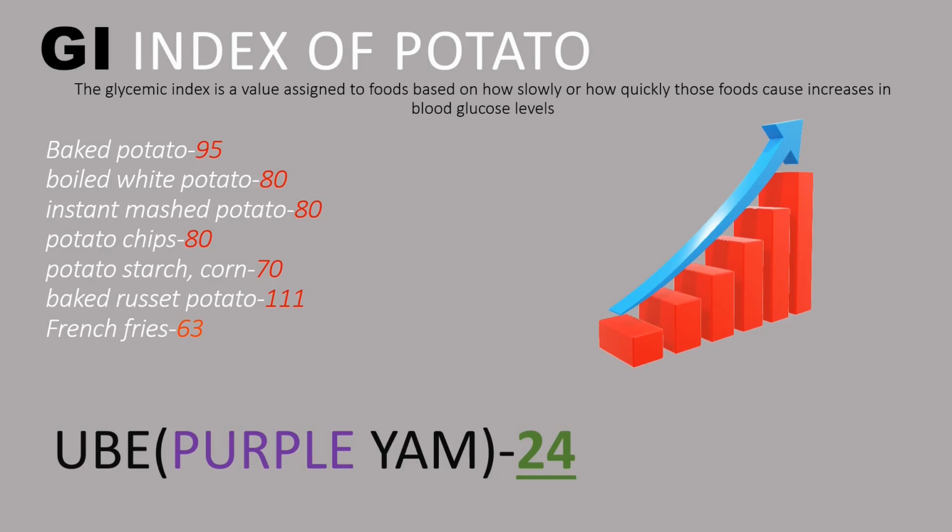Ube yam or purple yam is 24, not 30, not 35, not 45, not 50, 24. And you know, it's always good for diabetics to make their own food, because most of the things out there are processed. So when you know that the purple yam has 24, and you can make with the purple yam whatever you can make with potato, it opens up new doors for you. Okay, so this is a very, very good number.